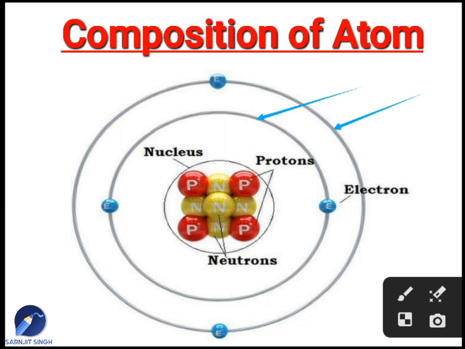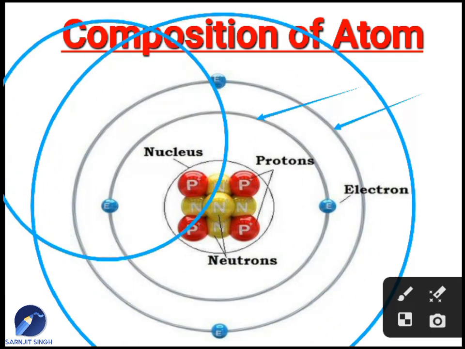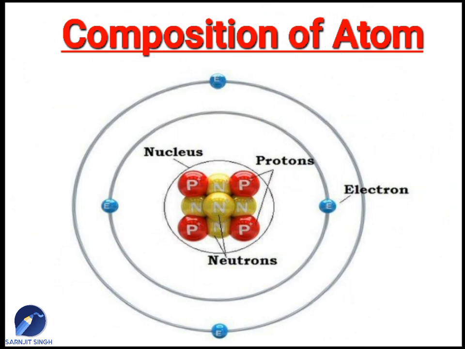If the atomic number increases, then the number of electrons and protons also increases, and the number of neutrons also. So the shells, these energy levels, if there is a third, if there is a fourth, the number of shells increases according to the type of atom. If the number of electrons increases, the number of shells also increases. That means the number of energy levels also increases.